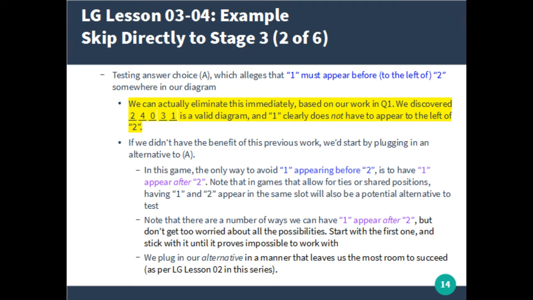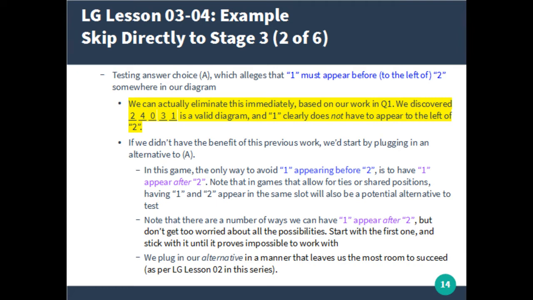However, if we didn't have the benefit of this previous work for whatever reason, either you skipped it or you didn't think to refer back to it, there could be any number of reasons, we can demonstrate the power of a stage 3 analysis by just plugging that in without the benefit of any prior knowledge. So to do that here, we'd start by plugging in an alternative to A, because this is a must-be-true question, and the table of power tells us that in a must-be-true question, instead of plugging in an answer choice as it's written, we want to see if we can get an alternative to the answer choice to work.